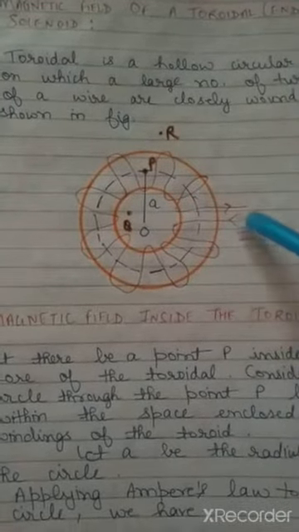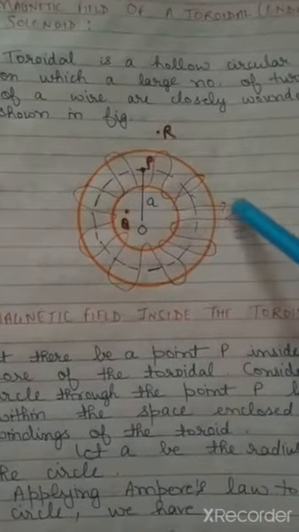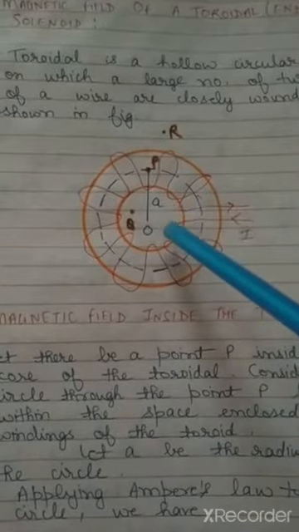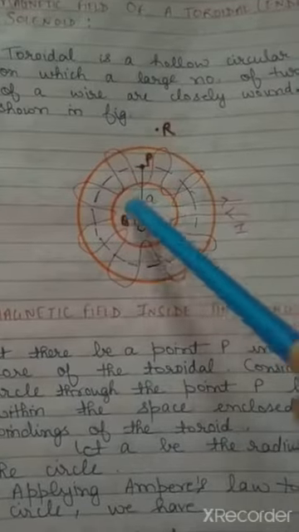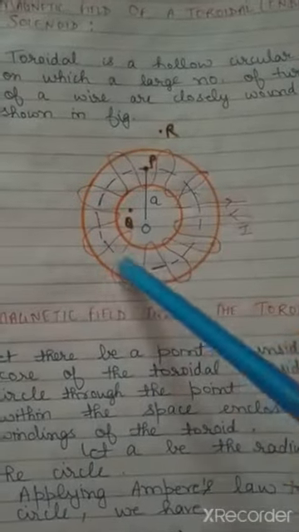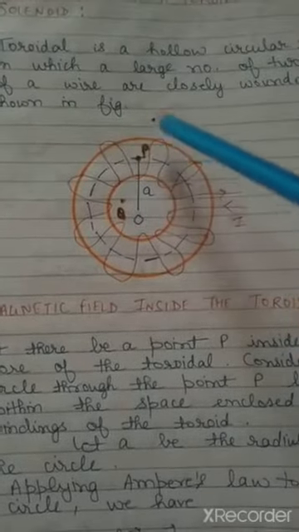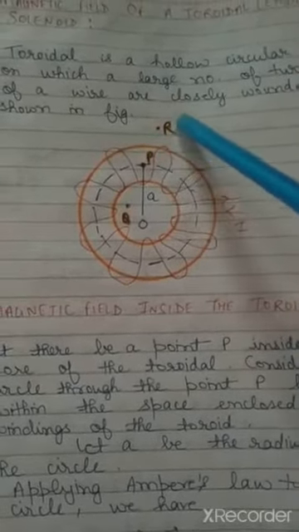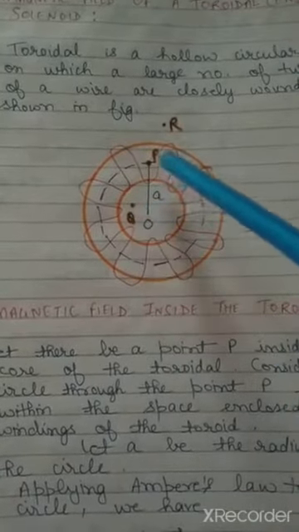As you can see in the figure, this is the toroid in which current I is flowing, entering from here and leaving in this direction. We'll choose 3 points. One within the circle, where no current is flowing. One inside the core of this toroid, this point P. And the third one outside, at this point R. So at 3 points we will find the magnetic field: first at Q, second at P, and third at R.